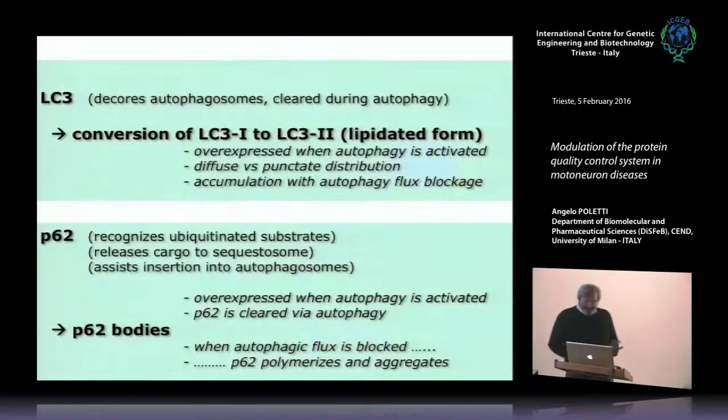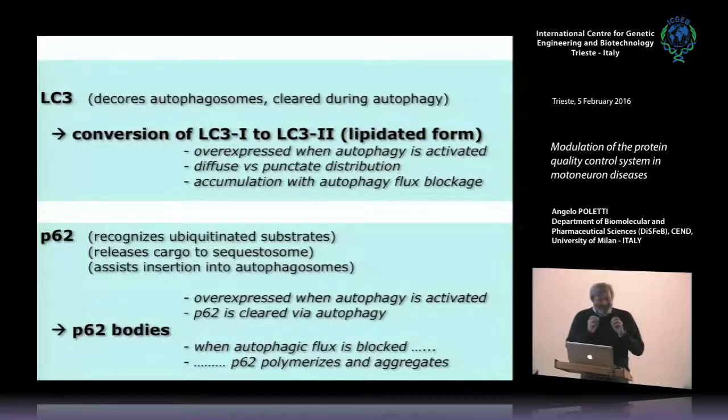It's not easy to study autophagy, actually. We have two markers, LC3 and P62, and we can use them in this way. LC3 decorates the autophagosome, so if autophagy is activated, you have a shift of LC3 from a diffuse staining to a punctate staining. You can follow this in microscopy. LC3 is also overexpressed when autophagy is activated, so you can measure RNA. And it has to be cleared away because the membrane of the autophagosome fuses to the lysosome and LC3 is degraded.